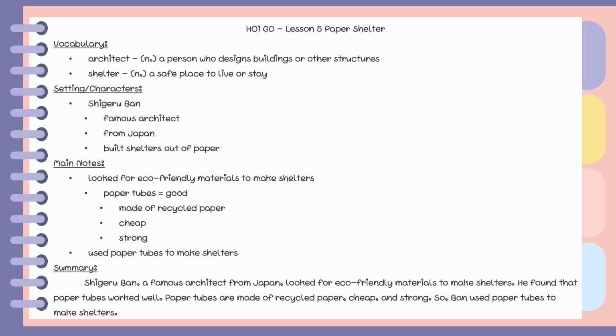And then finally, we have our summary, which should be in complete sentences. So our summary is, Shigeru Ban, a famous architect from Japan, looked for eco-friendly materials to make shelters. He found that paper tubes worked well. Paper tubes are made of recycled paper, cheap and strong. So Ban used paper tubes to make shelters. And that's one example.